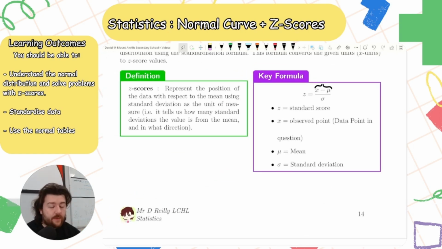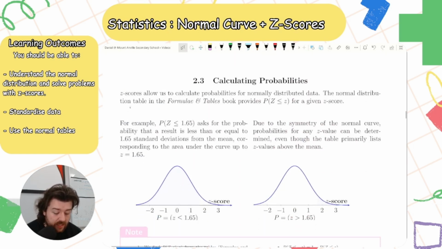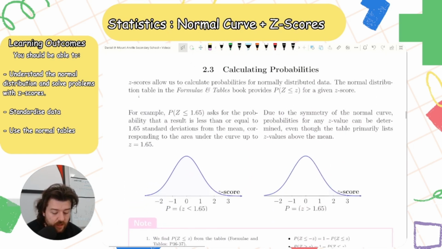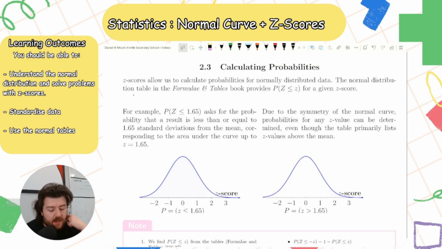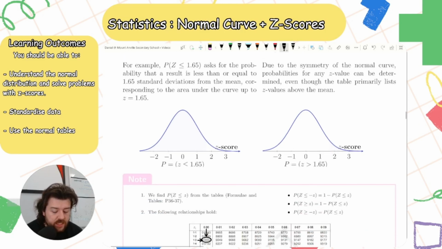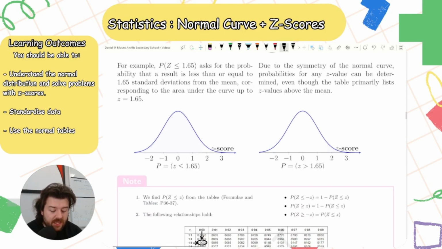So it's very important, because we can calculate probabilities with this. Z-scores allow us to calculate probabilities for normally distributed data. The normal distribution table is in the formulae and tables book, and it provides the probability for when my z-score is less than something. For example, the probability that z is less than 1.65 asks for the probability that a result is less than or equal to 1.65 standard deviations from the mean, corresponding to the area under the curve.